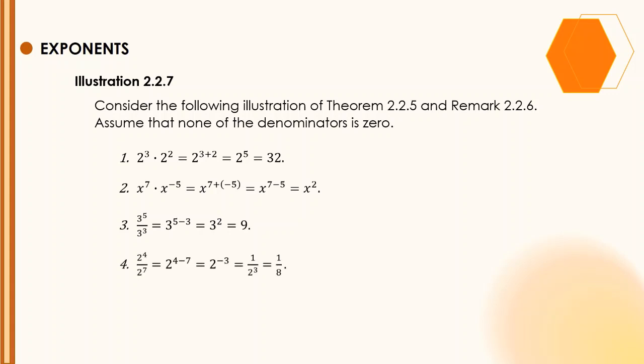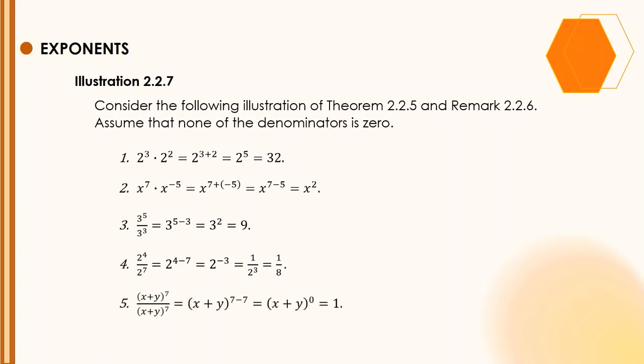Number 4 is 2 to the power of 4 divided by 2 to the power of 7. So, ganun pa rin, copy the base and minus the exponent. So, this will be equal to 2 to the power of 4 minus 7. So, this is equal to 2 to the power of negative 3. Now, since may negative, ibaba natin yung 2 cube. So, that will be equal to 1 over 2 cube. Since 2 cube is equal to 8, ang final sagot is 1 over 8.